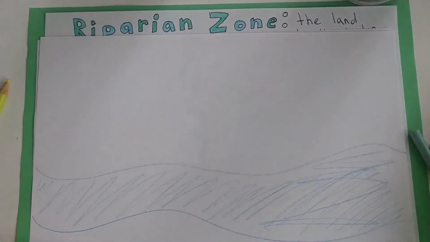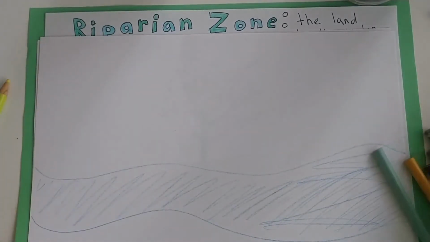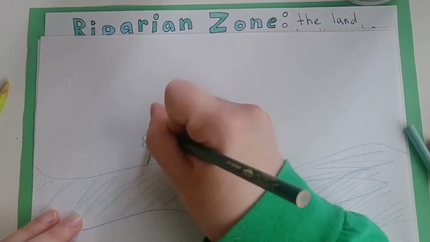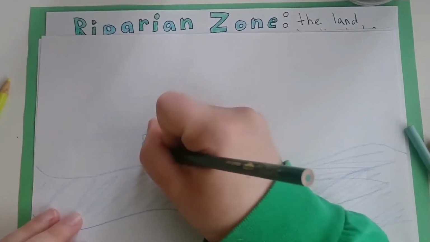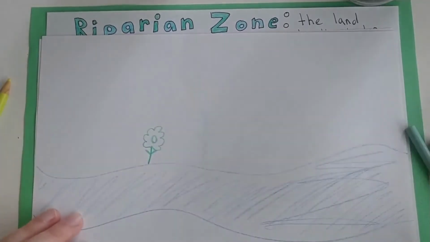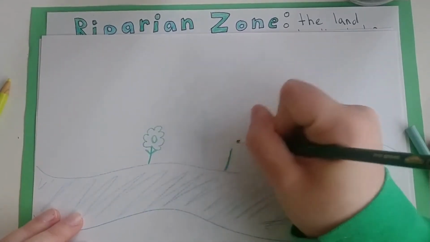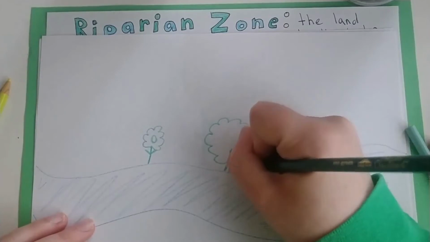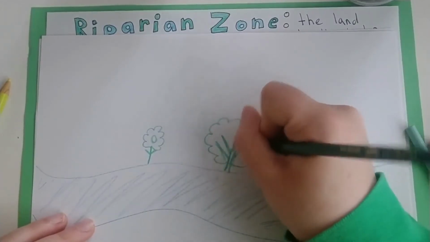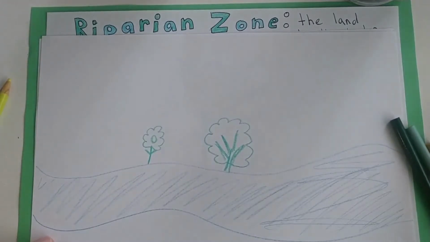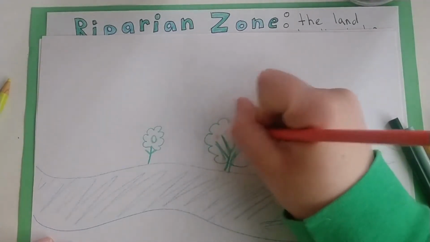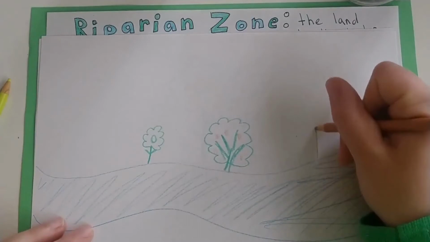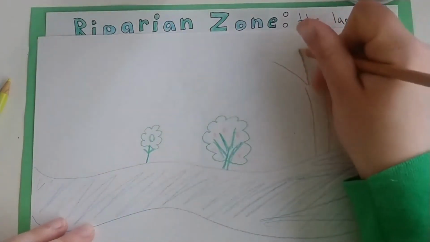And then I would like to make sure that you draw the 3 different plant types. So remember what those are. We have our flowers. We have our bushes, or our shrubs in scientific terms. And you'll want to make sure to draw berries on your shrub. This is important for later. And then you'll want to make sure to draw a tree or some trees, because these are the plants that live in the riparian zone.